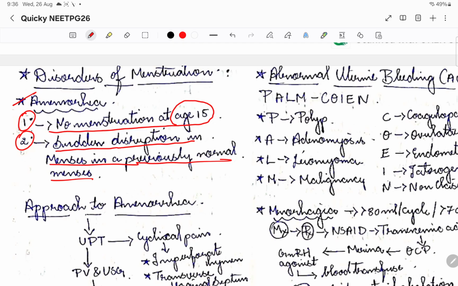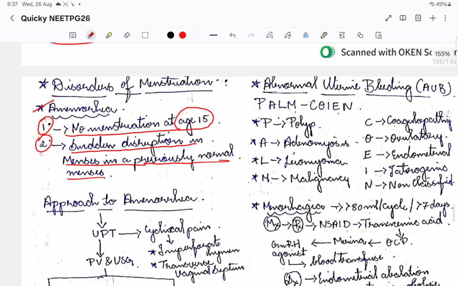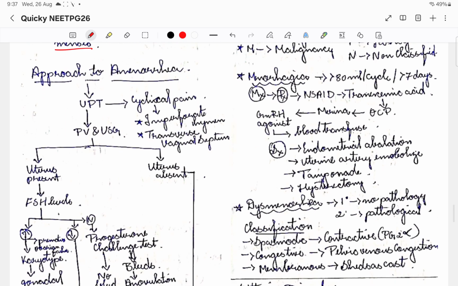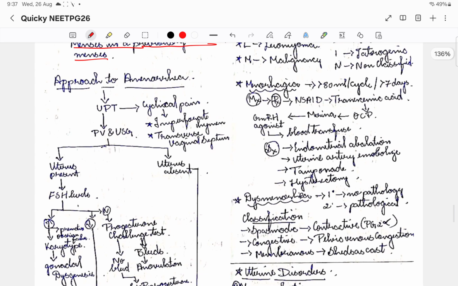So for example, a 35-year-old woman, she's having normal menses till date, but now since a few months she's having amenorrhea. Okay, so let us see each of the causes. The first one was primary, meaning delayed puberty basically. Okay, so how do we diagnose a case of amenorrhea?